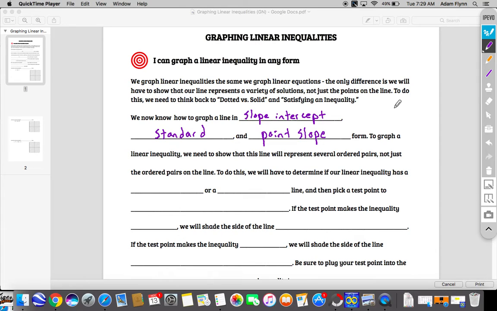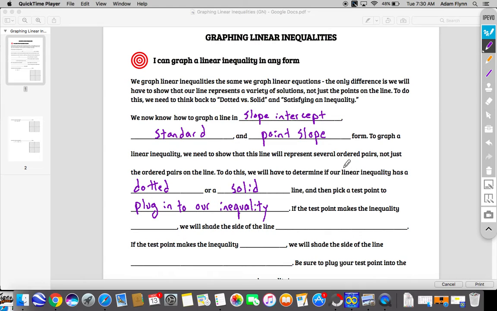So to graph a linear inequality, we need to show that this line will represent several ordered pairs, not just the ordered pairs on the line. Okay, to do this, we will have to determine if our inequality has a dotted or a solid line, and then pick a test point to plug in to our inequality. Okay, give you a second to write that down.